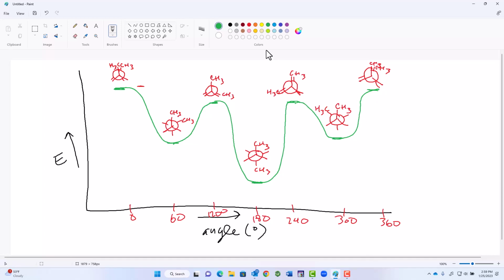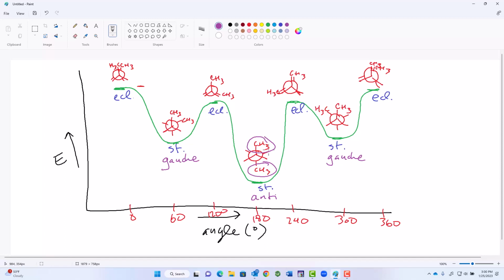Just to relabel this, this is going to be eclipsed. We have eclipsed, eclipsed, and eclipsed. Then in between, we have our staggered conformations. And remember, some of the staggered conformations have special names. When we are at a 60 degrees dihedral angle, we call it gauche. And our lowest energy conformer is going to be our anti, where we have the CH3 groups 180 degrees apart from one another.